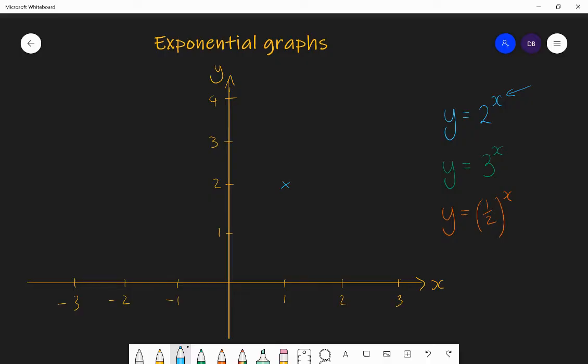When x is 2, y will be equal to 2 to the power of 2, which is 4. Then when x is 3, y will be 2 to the power of 3, which will be 8, which goes off my graph. When x is 4, y will be 16. When x is 5, y will be 32, 64. It keeps doubling every time we move 1 to the right. So as we increase in the x direction, the y coordinate increases exponentially.